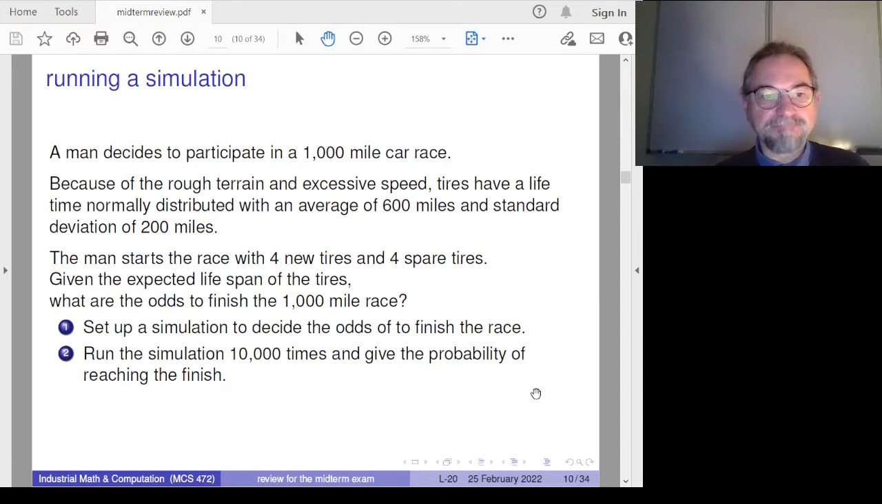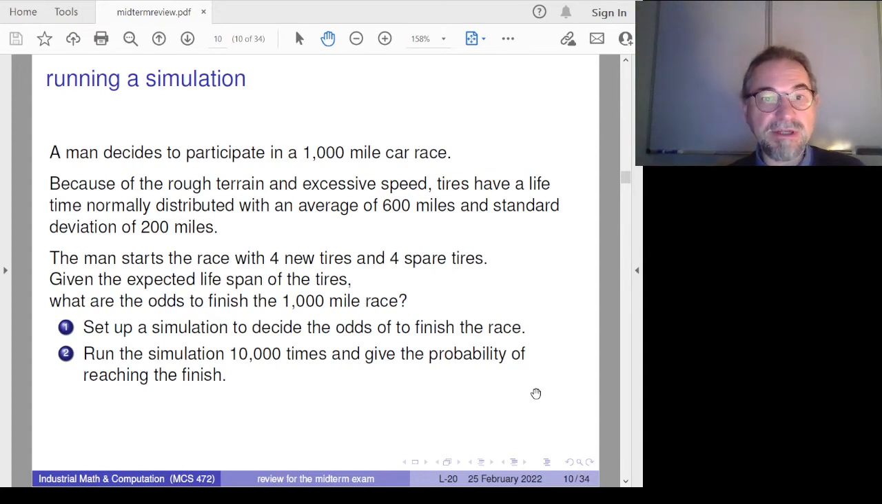So we are considering the case where we start with 4 new tires mounted, and there are 4 spare tires. Now, given the expected lifespan of the tires, what are the odds of finishing this race with the 4 mounted tires and the 4 spare tires? So let's set up a simulation to decide those odds, and we will run the simulation 10,000 times to get an idea for the probability.